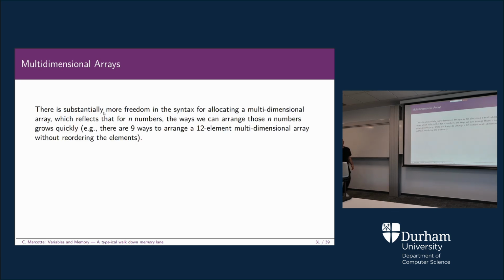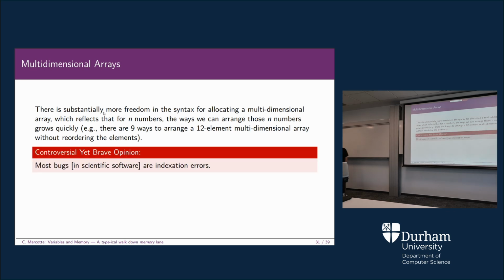Now, of course, for multi-dimensional arrays, there's substantially more freedom in the syntax for allocating these. This just reflects the fact that for n numbers, the ways we can arrange those n numbers grows quite quickly with the number of dimensions. For example, there are 9 ways to arrange a 12-element multi-dimensional array without reordering the elements. This is like a cute little combinatorial problem if you are interested in that kind of thing.